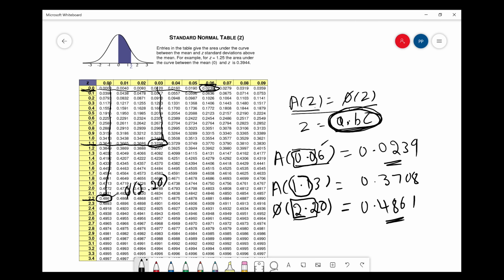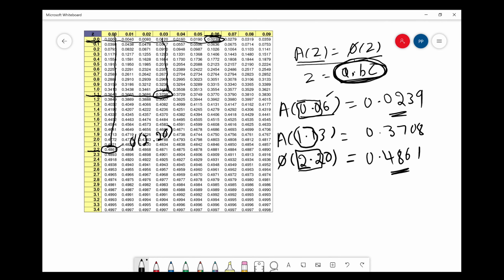In some cases, you may also require to find z knowing phi of z. For example, in that case, we're not getting the exact value. We come across that later in the problem. Let's consider this. Suppose we get A of z as 0.4979. How to find z now?